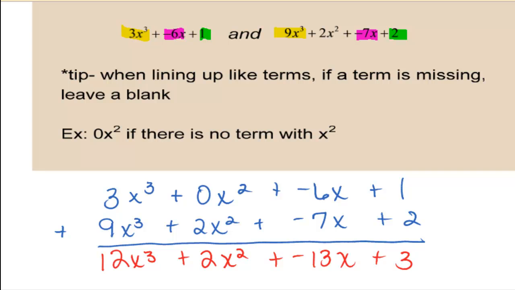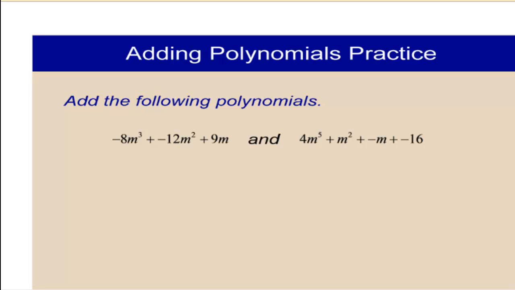Again, you can see where I've highlighted my like terms if I want to just add these up visually. You could add them up as you go. For example, 3x cubed plus 9x cubed is 12x cubed, and then cross out those like terms and keep moving that way. You can see we only have an x squared. Negative 6x plus negative 7x is negative 13x, and 2 plus 1 is 3. So you can add your like terms the way I just showed you in addition to vertically. Try the next two problems and check back to see if you have the answers.